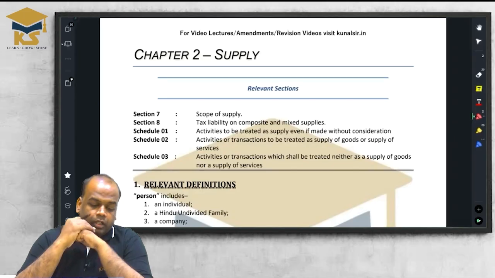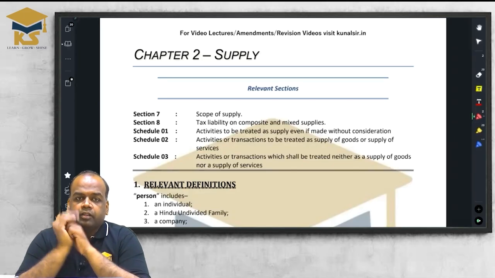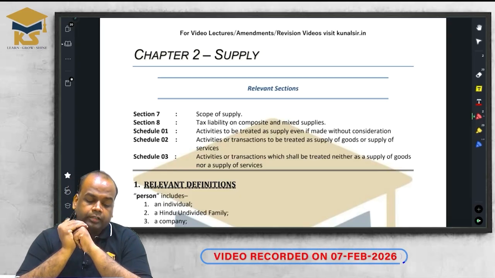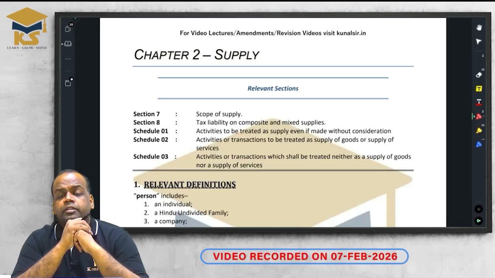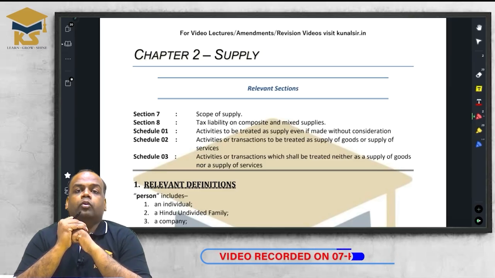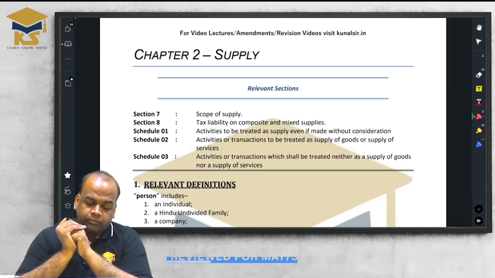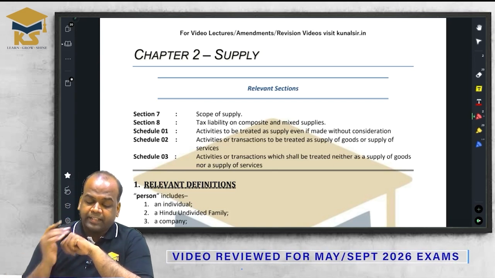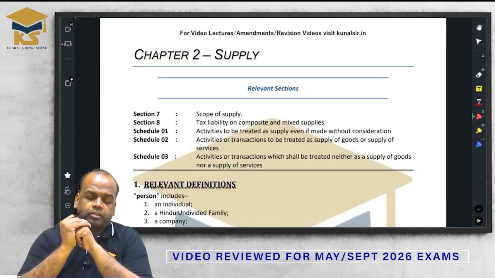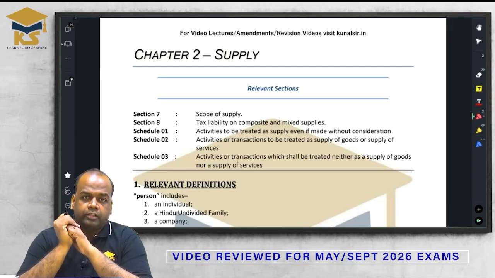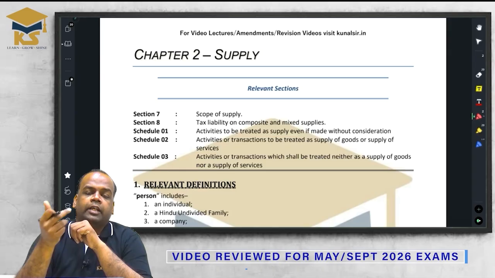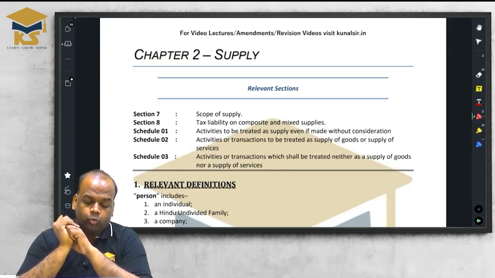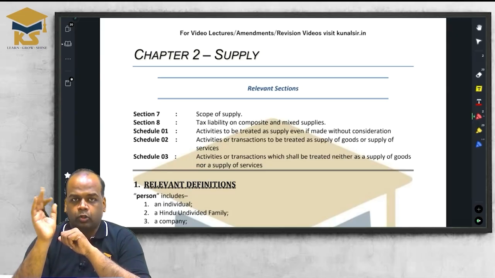Hello friends. So we have covered our chapter number 1, that is introduction to GST. Now the actual GST starts with chapter number 2, that is supply. Supply is defined in section 7 and then comes section 8, which provides the taxability of composite or mixed supply. And along with section 7, like what is supply, when some transaction can be treated as supply, when some transaction cannot be treated as supply, is defined in schedule 1, 2 and 3. So we are going to cover that along with section 7.